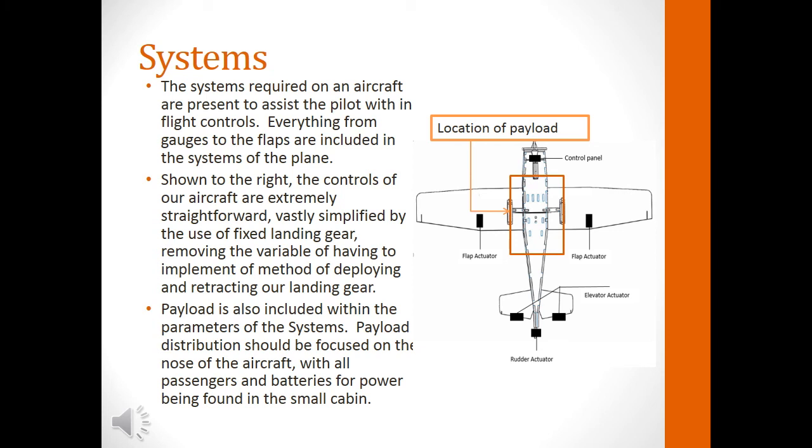All the weight of the passengers and the batteries should be located in this small cabin towards the nose of the aircraft, almost directly under the wings. The picture to the right clearly shows where not only the payload should be found, but also the location of all previously mentioned systems of control.